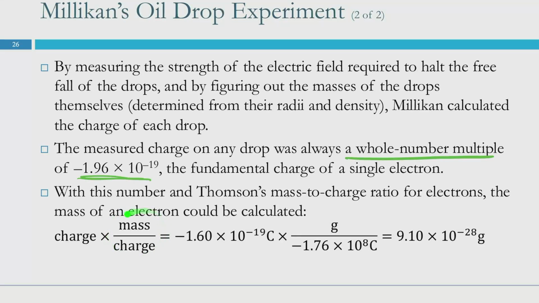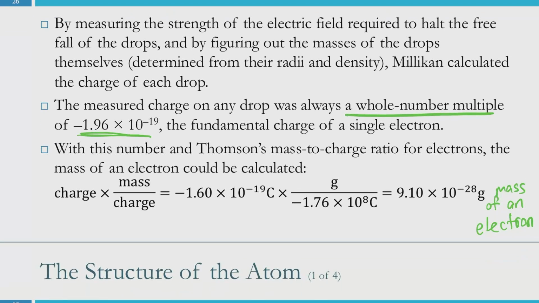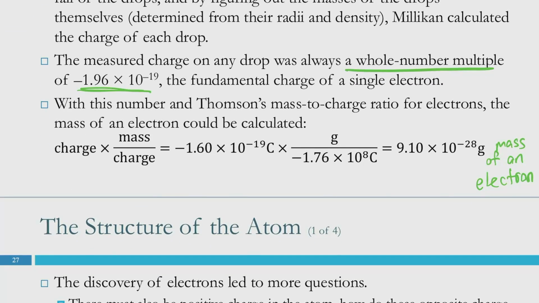And since we had the mass to charge ratio from J.J. Thomson's cathode ray experiment, now we've got the charge. You could figure out the mass of a single electron. Very clever stuff. This is what people did without TV.